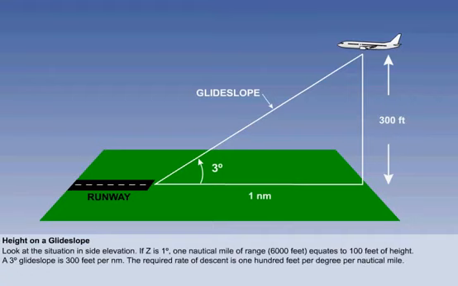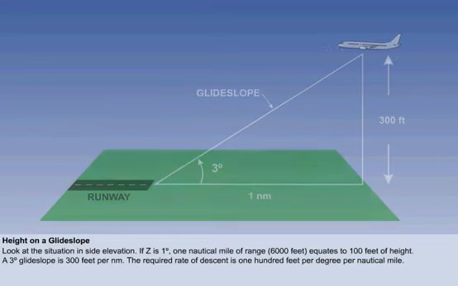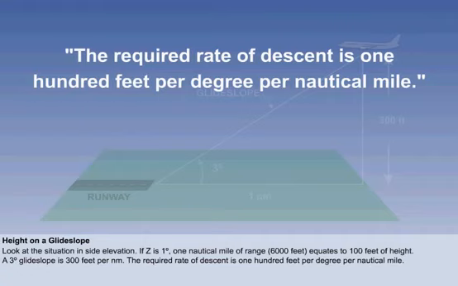We have now come up with the first of our basic rules. A 3-degree glide slope is 300 feet per nautical mile. A 4-degree glide slope is 400 feet per mile, and so on. The required rate of descent is 100 feet per degree per nautical mile.